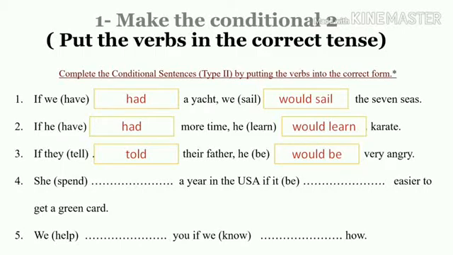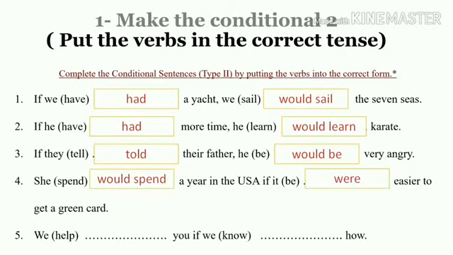She would spend a year in the USA if it were easier to get a green card. We could say if it was, but since it's unreal past, we use it in the unreal form: if it were easier to get a green card. We would help you if we knew how.